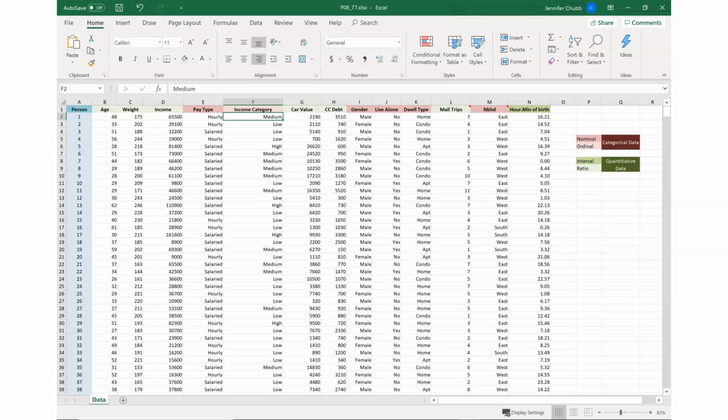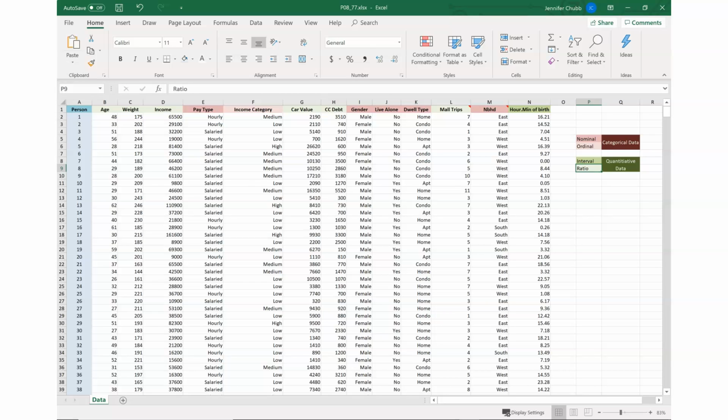Now looking at the quantitative variables, age, weight, income, car value, credit card debt, and mall trips are all shaded in this light green color. And then there's this one shaded in the dark green color that indicates that it's what we call an interval variable as opposed to a ratio variable. So the way you can think about these is that ratio variables are variables that are measured on some kind of scale that has an actual notion of zero, right? So your number of mall trips could be 0, and your credit card debt could be 0, and so on.